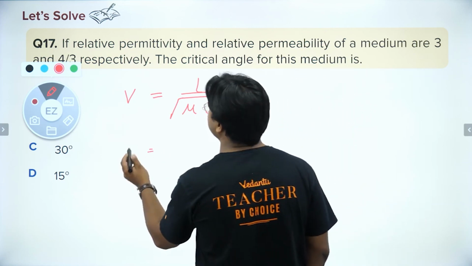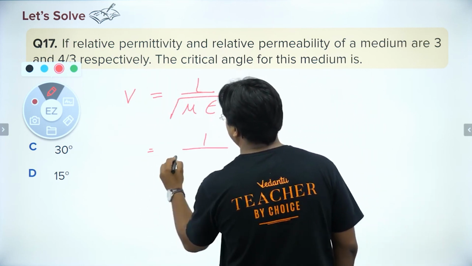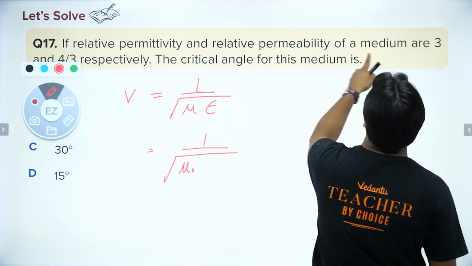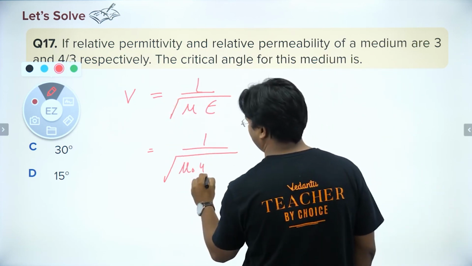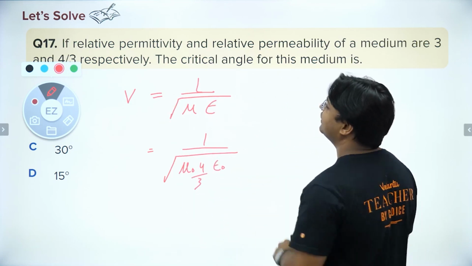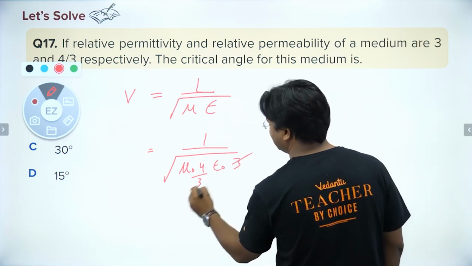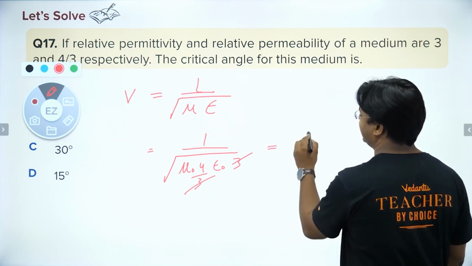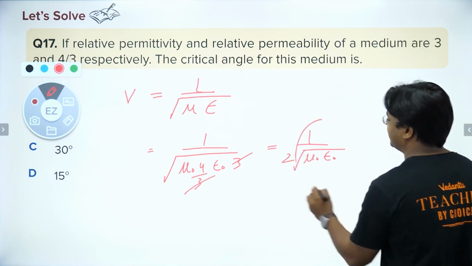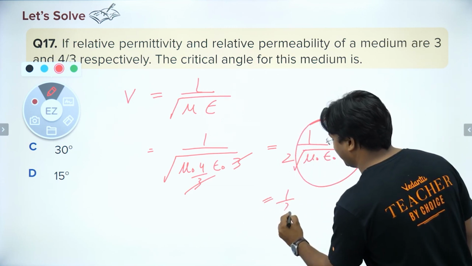Now the question says that the relative permittivity and relative permeability. So I can write mu as mu naught into mu r. So relative permeability is given to be 4 by 3. All right, and epsilon can be written as epsilon naught into relative permittivity, which is given to be 3. All right, so we cancel these two things and we end up writing 1 by 2 root of mu naught epsilon naught, and this is what? This is speed of light in vacuum. So 1 by 2 into c.